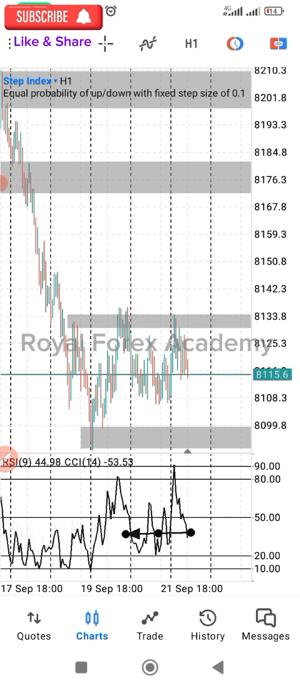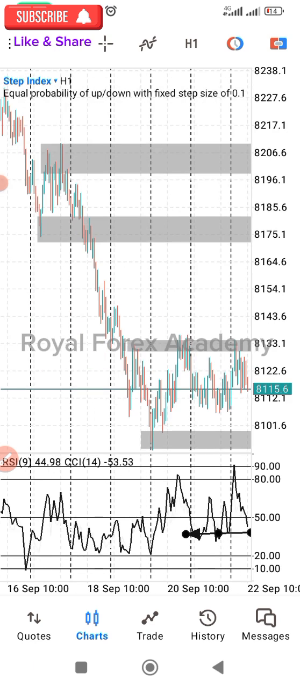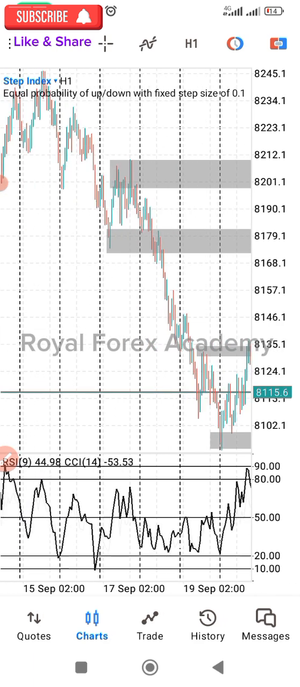And I'll be sharing more details in the subsequent video on how you can determine a valid support and resistance, valid order block, so you can know when and how exactly to position your trade. So first, we have marked out our area of support and resistance.